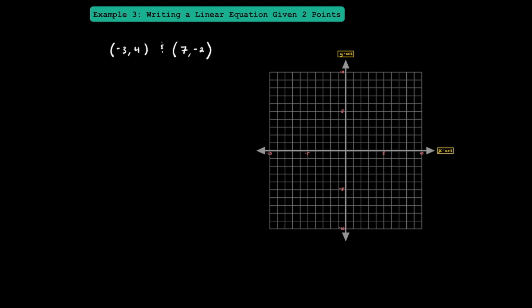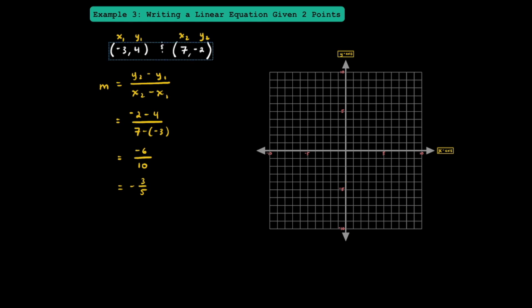Now let's try a more challenging example where we're not given the y-intercept as a point. Start by labeling your points, and let's find the ratio of vertical change to horizontal change. The slope we should get is -3/5. Unlike the last example, neither of these points are the y-intercept. This creates a little bit extra work for us here.